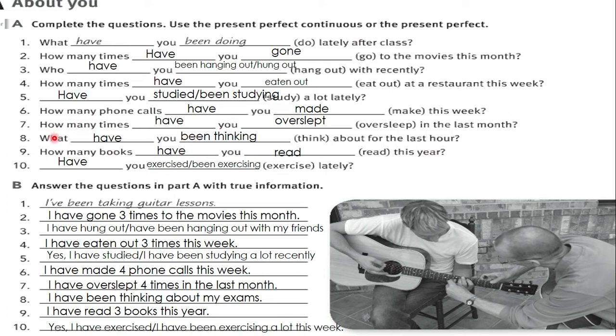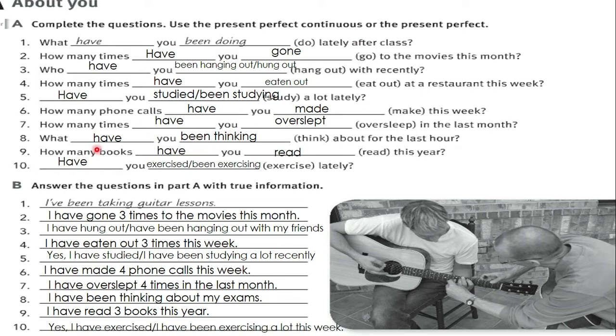Number 8. What have you been thinking about for the last hour? El verbo think, ¿ya? Think about puede ser utilizado con ing, es decir, thinking about, cuando nosotros estamos con una idea que nos ronda en la cabeza. Thinking about, when I'm thinking about an idea. Okay? So you can use present perfect continuous.